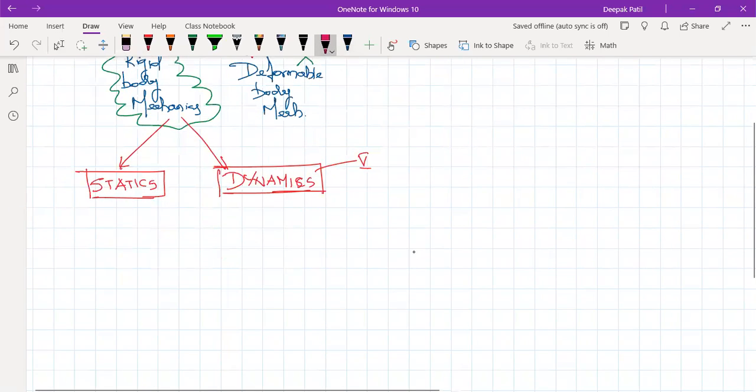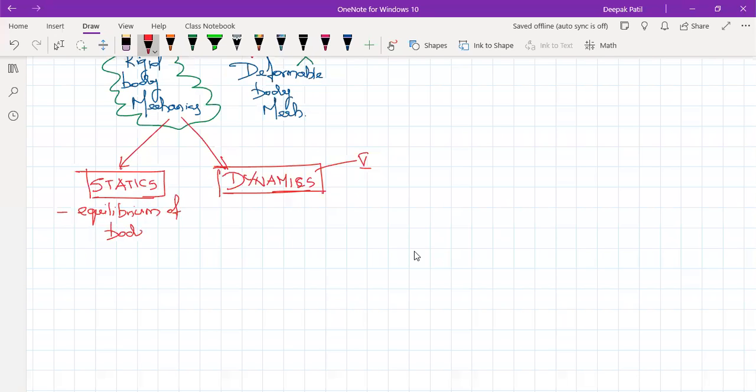Now statics deals with the equilibrium of bodies. Students, have you heard about the term equilibrium? Yes, sir. Can anyone give me a rough idea about what we mean by equilibrium? Anyone?